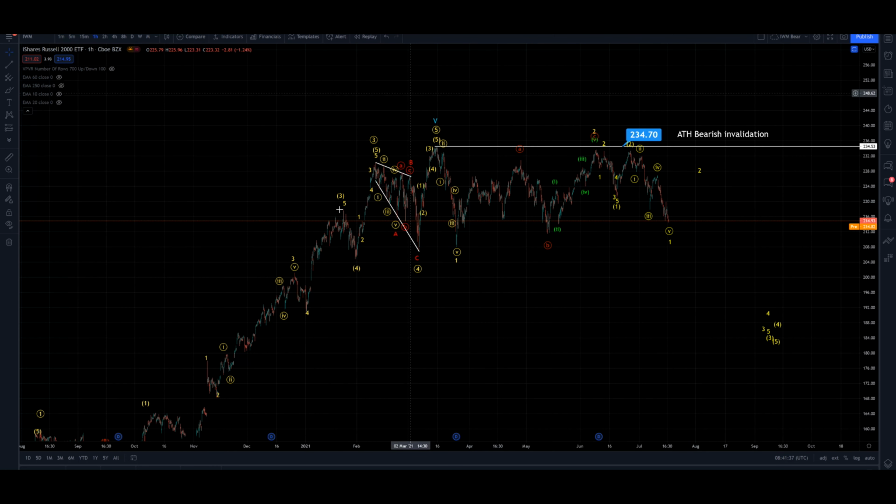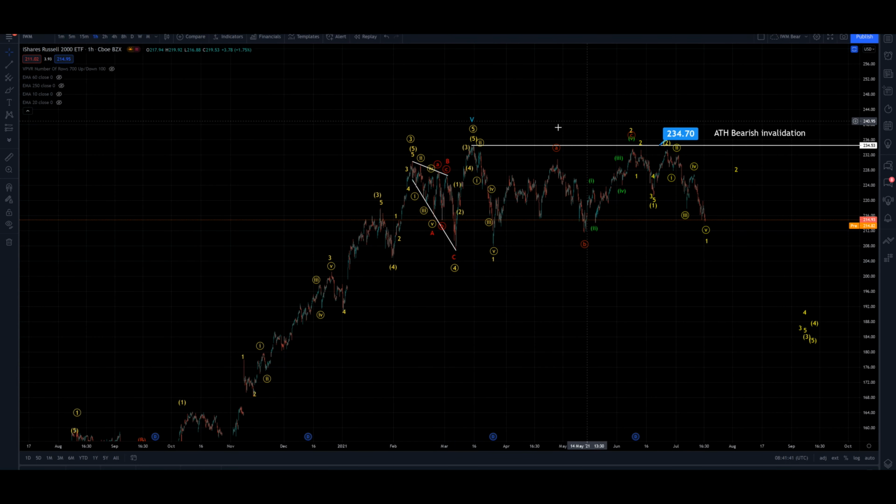So I'm not saying this is it, but we're going to keep this count as an alternative because everything else we're talking about in the SPY and the NDX is pointing to a top in the primary wave 3.